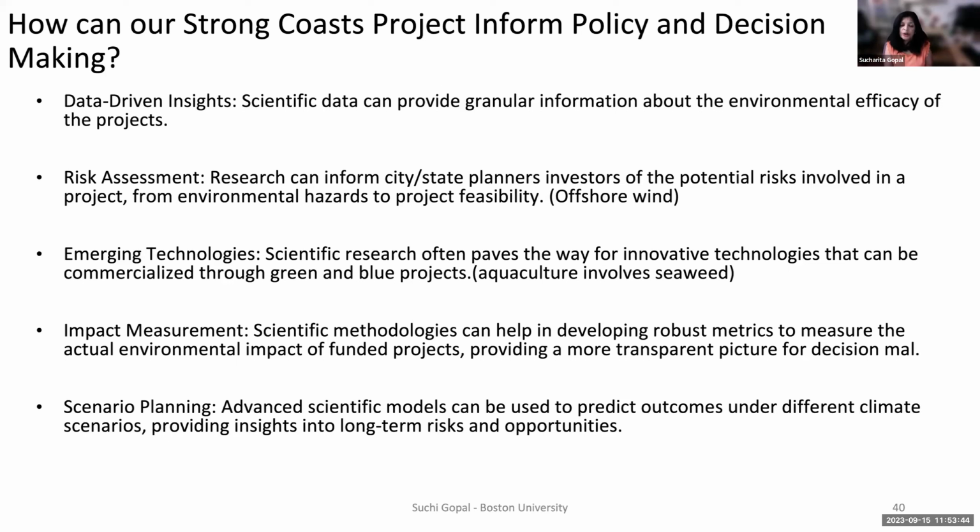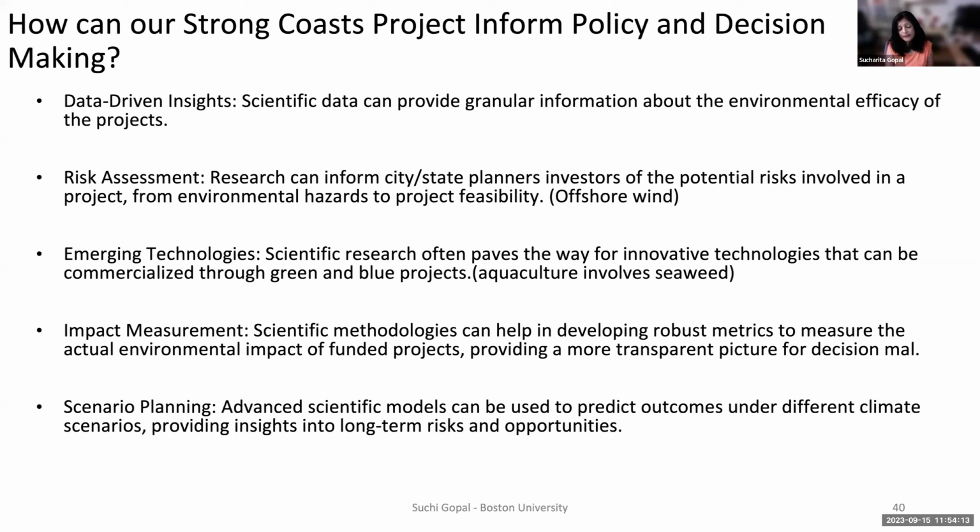There are emerging technologies happening, including aquaculture and seaweed food production in Maine, and so on. Very interesting ideas are coming forth that would provide sustainable solutions. There's also impact measurement, in order to make sure that we are looking at the environmental impact of some of these funded projects, especially if you're tailgating the UN Sustainable Development Goals and so on in Belize.